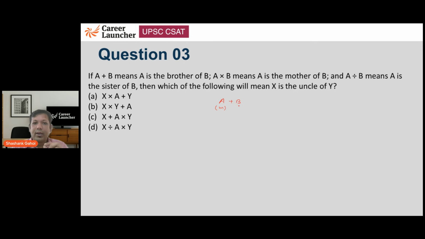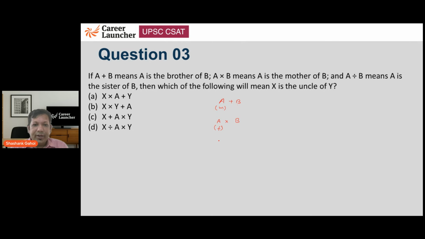B can be a male or a female, मतलब B A की बहन भी हो सकती है, भाई भी हो सकता है. Okay. Now A into B means A is the mother of B. इसका मतलब A जो होगी वो female होगी. अब again female, B can be son or daughter.